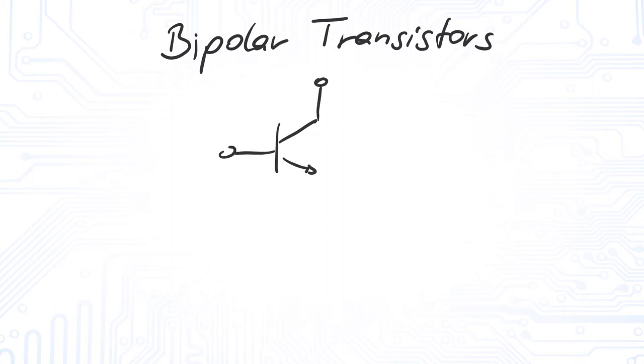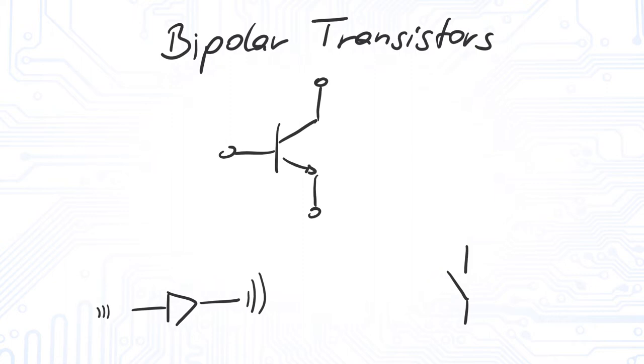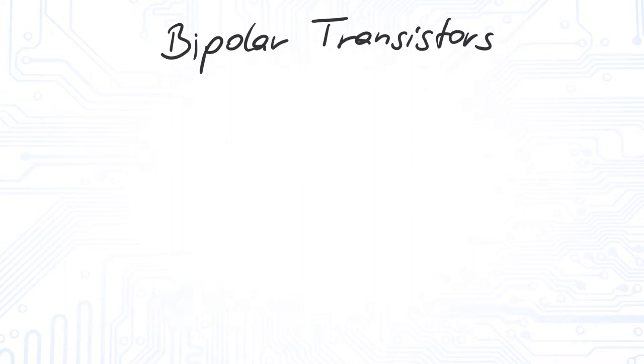Transistors are the backbone of electronics. They can be used as amplifiers or switches. Let's start off with the first ever functional transistor, the bipolar junction transistor.